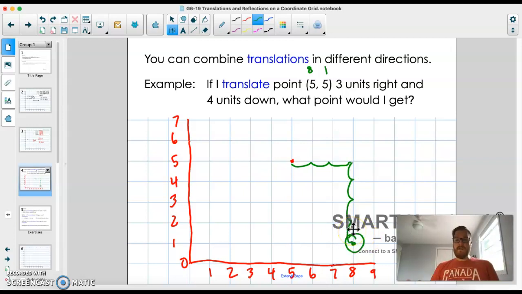And I've done 2 different translations. I've moved to the right and down. Okay, and you can combine those in any sort of option you would like.